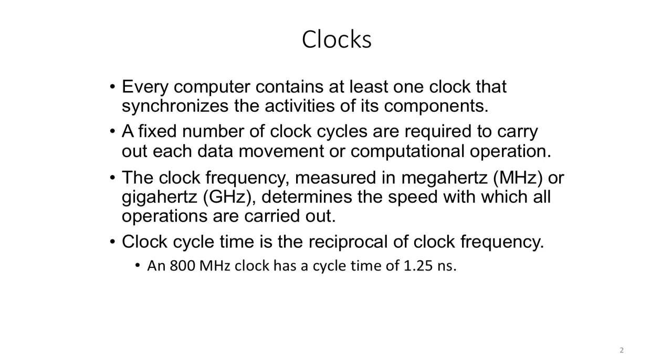The clock frequency is basically measured in megahertz or gigahertz, and that is used to determine the speed with which all the operations are carried out. One very important parameter of the clock is the clock cycle, which is computed as the reciprocal of the clock frequency. For example, if we have a clock frequency of 800 megahertz, the equivalent cycle time of the clock is 1 over 800 megahertz, equal to 1.25 nanoseconds.